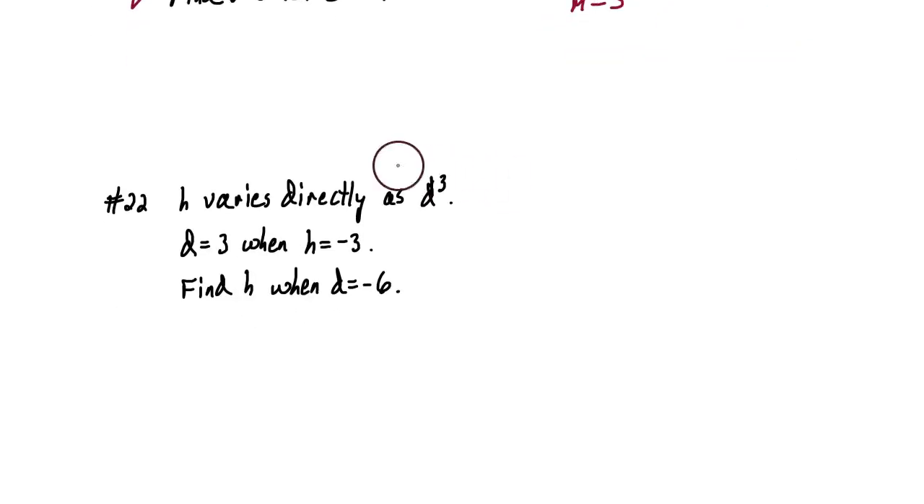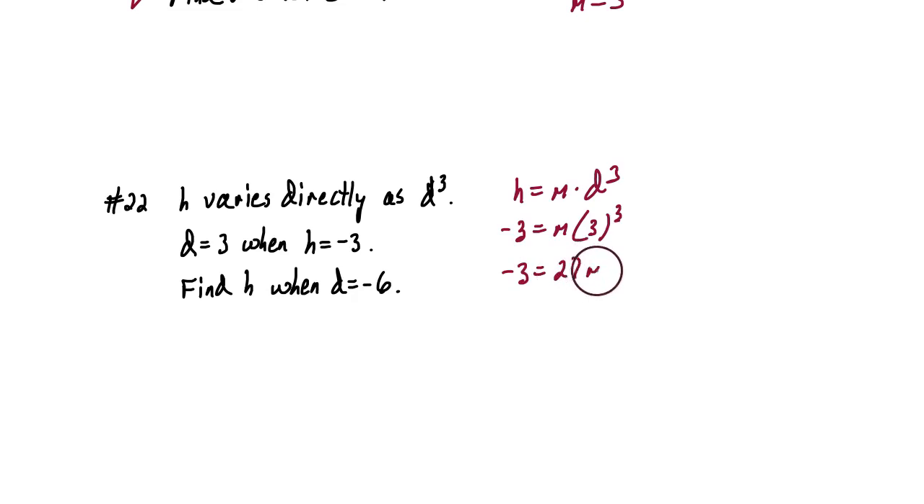Number 22, same idea. If h varies directly as d cubed, then what that means is that h is equal to some number times d cubed. Now let's make substitutions. H is -3 when the d is +3. So -3 is equal to 27 times m. Now divide both sides by 27. We get -3 over 27, which reduces to -1/9. So our equation is h equals -1/9 times d cubed.